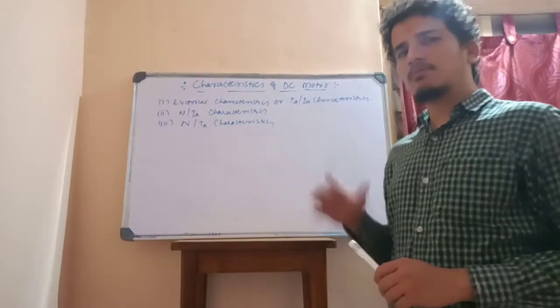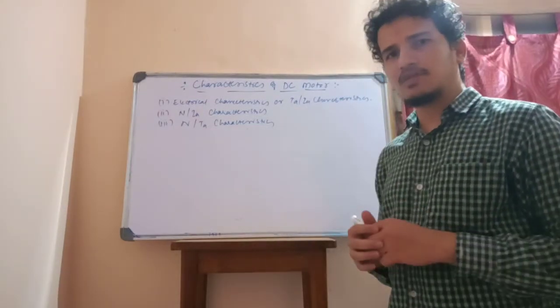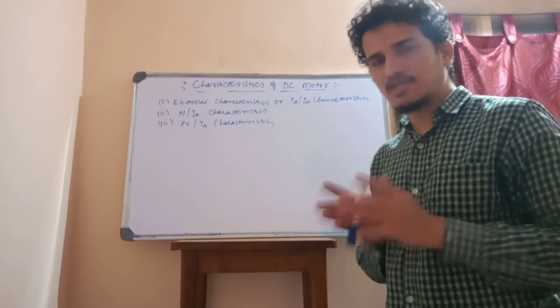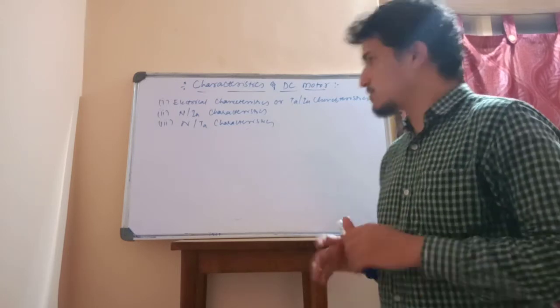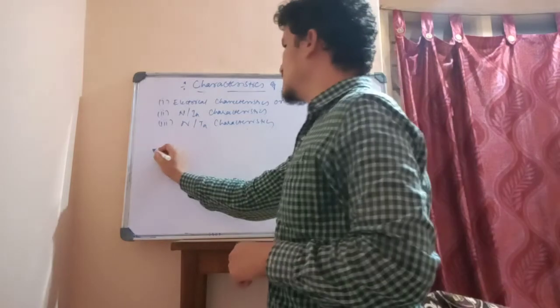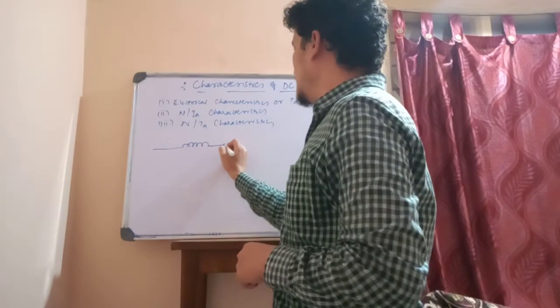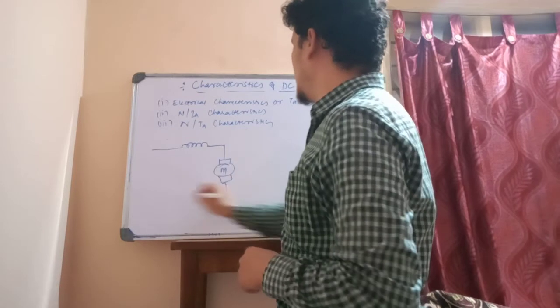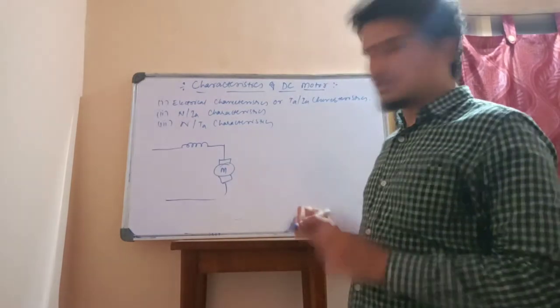So we were discussing the characteristics of DC motors. There we have already studied DC shunt motor characteristics. Now we shall learn about the DC series motor. So how will a series motor be? The series field winding and armature will be in series.